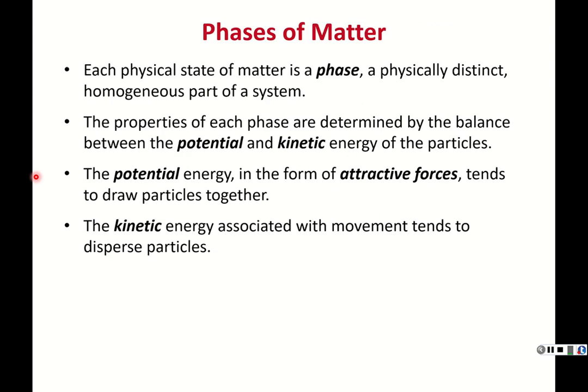All right. So chapter 12, the first section, discusses the phases of matter. Each physical state of matter is what we refer to as a phase, which is a physically distinct, homogeneous part of a system. The properties of each phase are determined by the balance between potential and kinetic energy of the particles. The potential energy, that's in the form of attractive forces, tends to draw the particles together, and the kinetic energy, which is associated with the movement or velocity of the particles, will tend to disperse the particles.